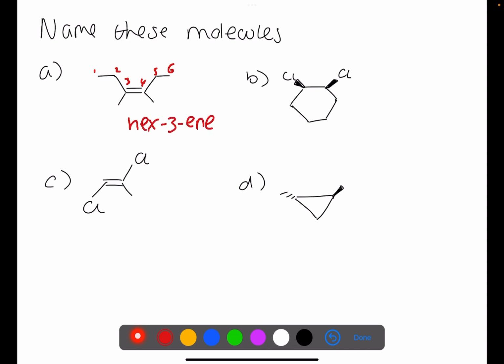And then we have two methyl groups attached to 3 and 4, and these are on the same side, so this is going to be a cis isomer. So cis 3,4-dimethyl-hex-3-ene. For this one here, we have something based on cyclohexane.